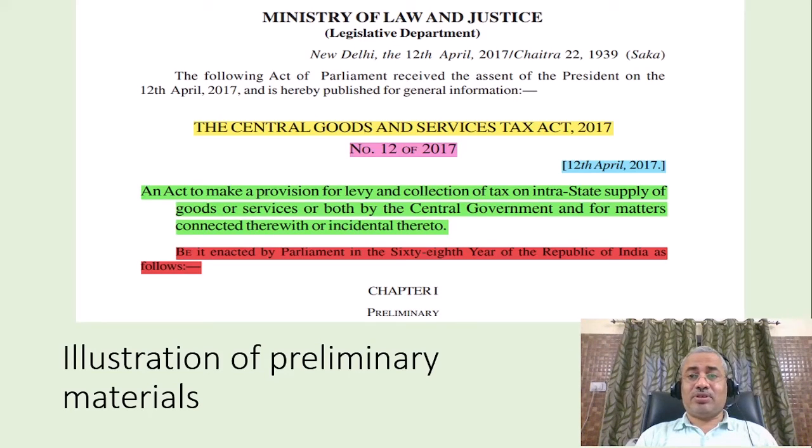This is the latest act of CGST, Central Goods and Service Tax Act. We have put colors to highlight the different components. The first in yellow color is the short title. This picture is from the Gazette notified by the government. It was notified by the Ministry of Law and Justice, Legislative Department. One can see and download and see the actual shape of it. So I have taken a snap of the concerned portion only. The yellow item is the short title, the Central Goods and Service Tax Act 2017.